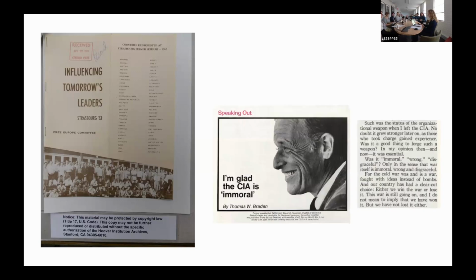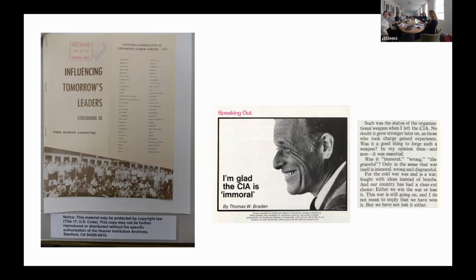When the scandal broke out in 1967, Thomas Braden, pictured, who was former director of the CIA's unit which provided secret funding to American NGOs at home and abroad, published an article praising the agency's work.